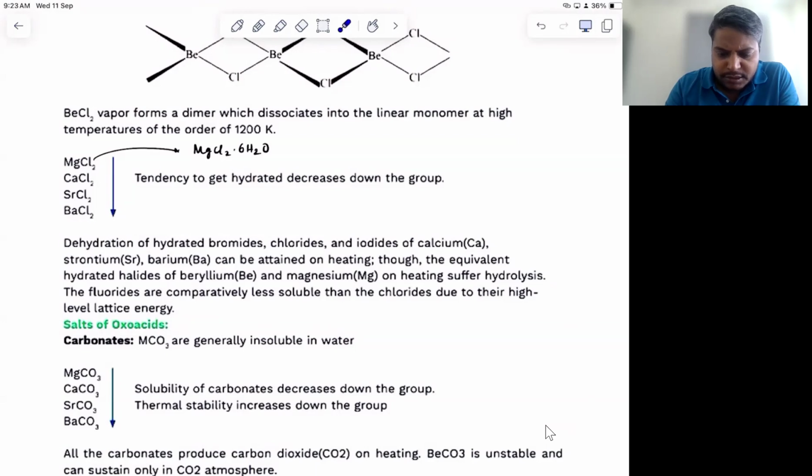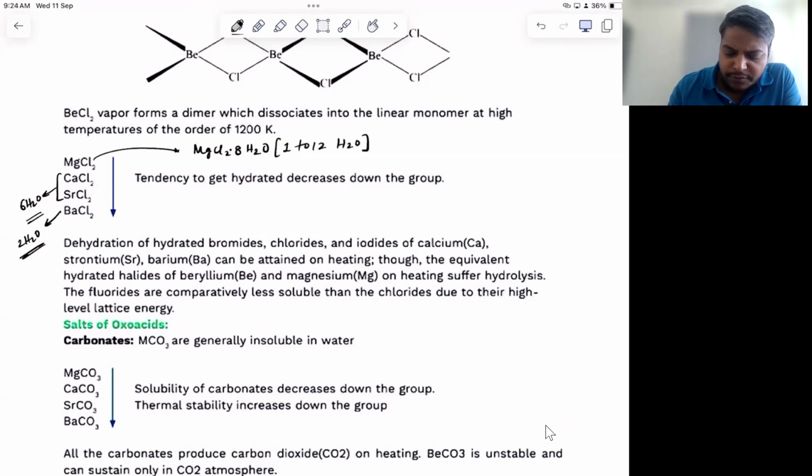Let me just confirm. I'm just checking in the NCERT. In NCERT, in one case they gave 8H2O, in the other case 6. The tendency to form halide hydrates gradually decreases, correct? And this one is given as 8H2O. The rest of these are given as 6H2O, and this one is 2H2O. If it is asked, the range is 1 to 12. 1 to 12 H2O can be formed for magnesium.